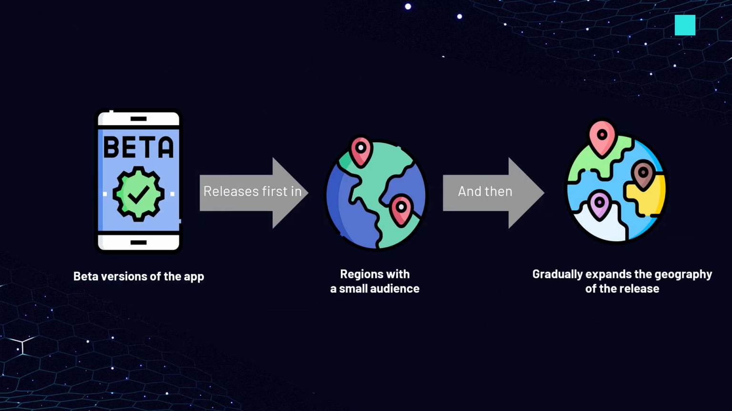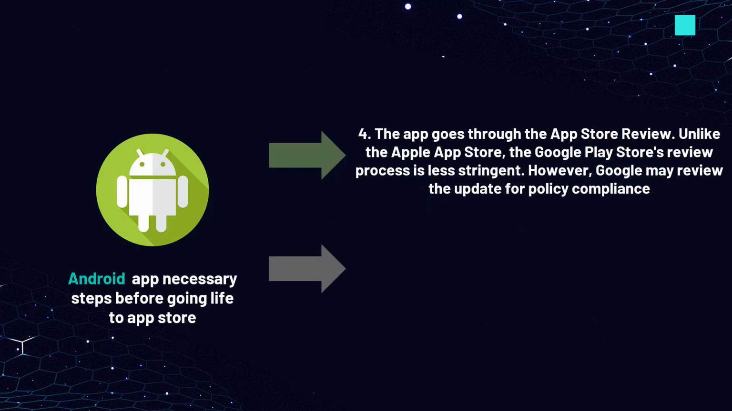Usually, the beta version of the app releases first in regions with a small audience or in regions where the application has not yet been released, and then gradually expands the geography of the release. 4. Then the app goes through the store review. Unlike the Apple App Store, the Google Play Store's review process is less stringent. However, Google may review the update for policy compliance.